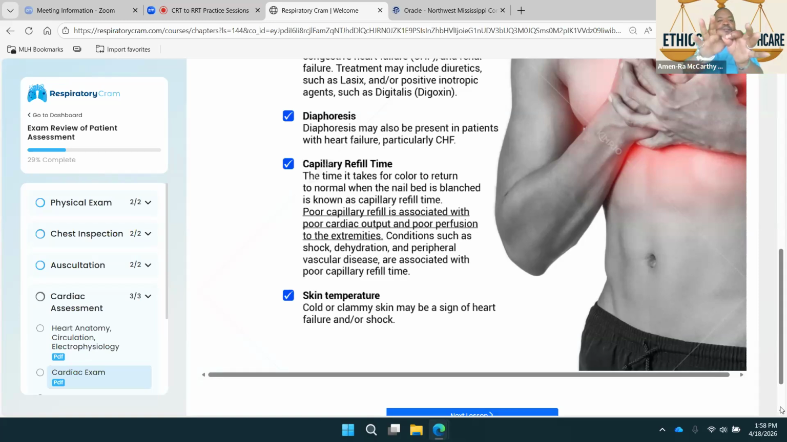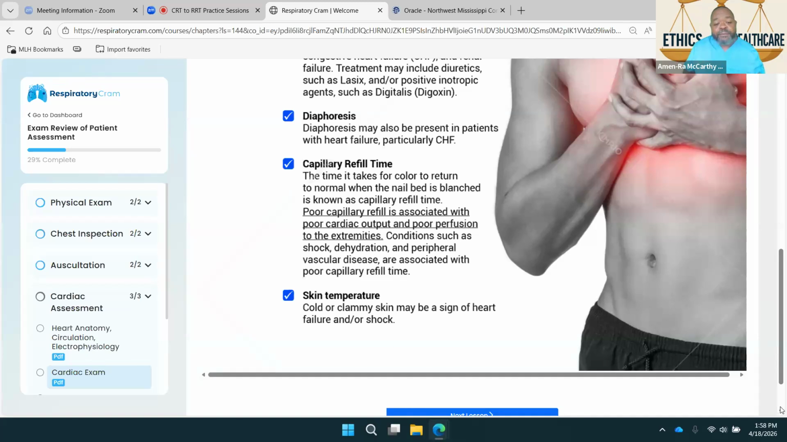So when I squeeze my nail bed down real hard with my other fingernail for about 10, 15 seconds, it's going to turn white. Then when I let go, however long it takes for that to get back to red is my capillary refill time, right? So just remember, poor capillary refill is associated with poor cardiac output and poor perfusion to the extremities, okay? Conditions like shock, dehydration, and peripheral vascular disease are all associated with poor capillary refill time, all right?